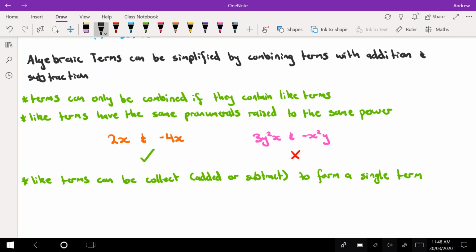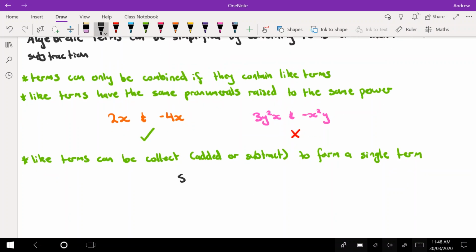So for example, let's say we have 5ab and we want to add 8ab. Well, first we need to check that they're both like terms. There's an ab there, and there's an ab here. They're the same pronumeral raised to the same power, which means we can combine them. And that is just going to be 13ab.